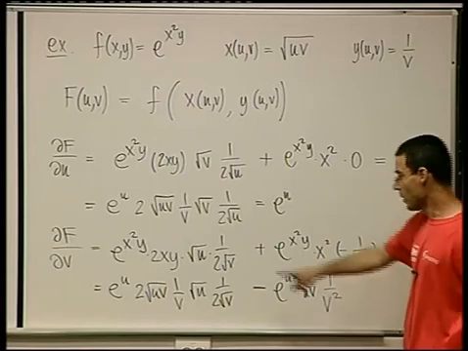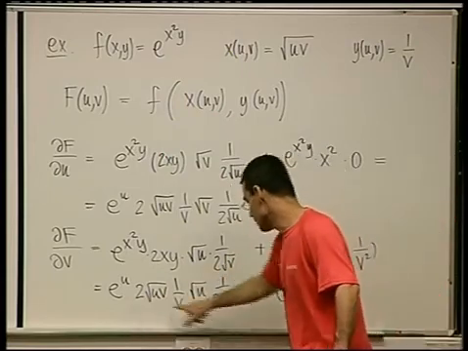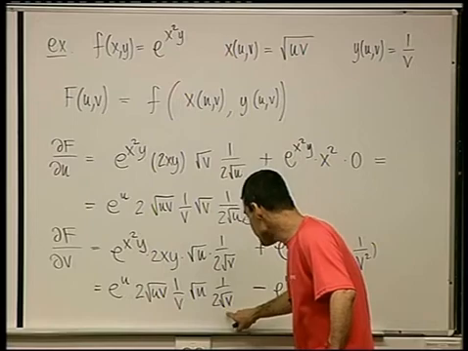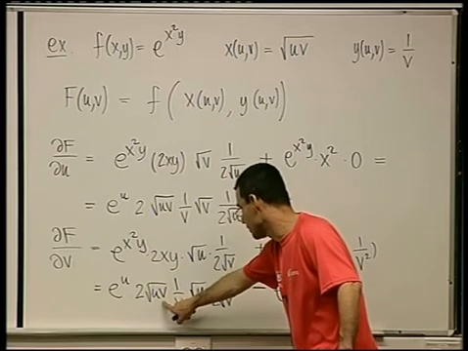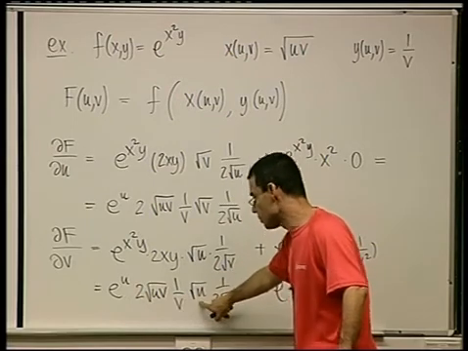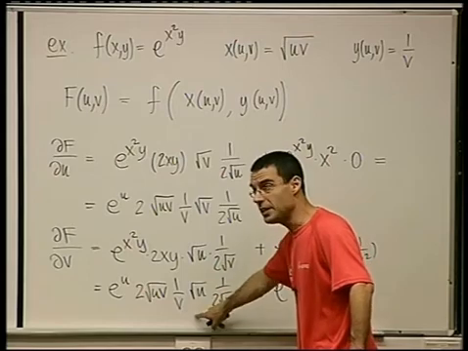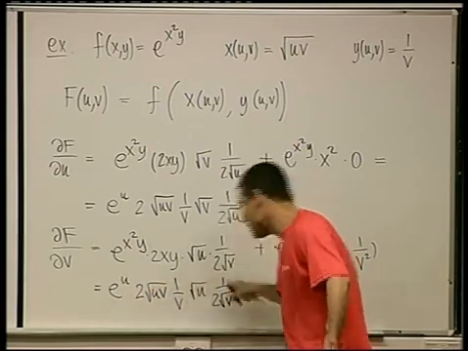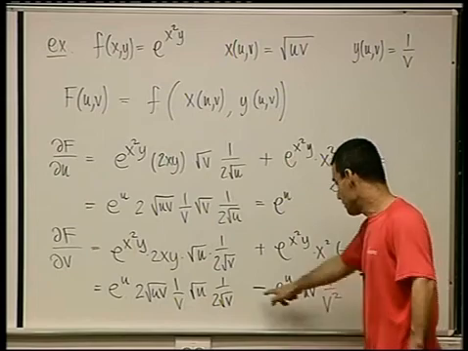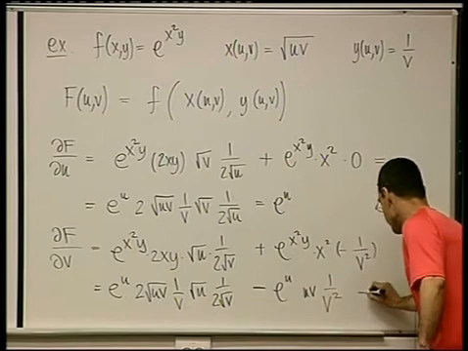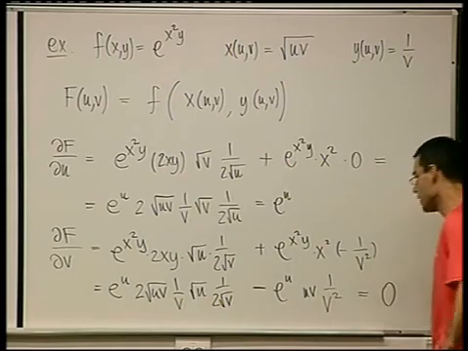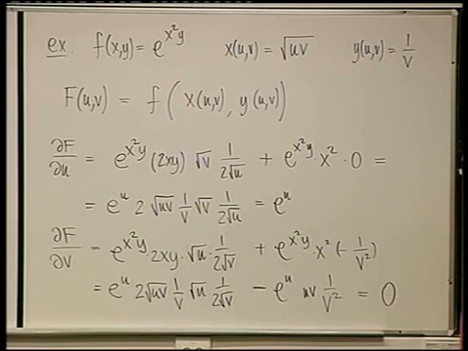Right? What about here? The 2's cancel. The root v's from here and here cancel. Root u times root u is u divided by v. So this thing is also e to the u times u over v minus e to the u times u over v. So this thing is in fact a very deceiving way of writing just 0. Good? Is the chain rule clear?